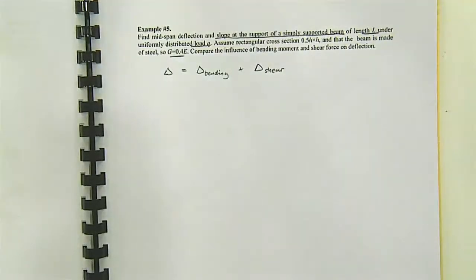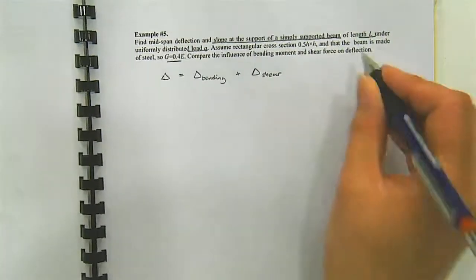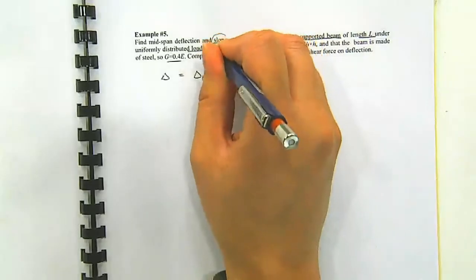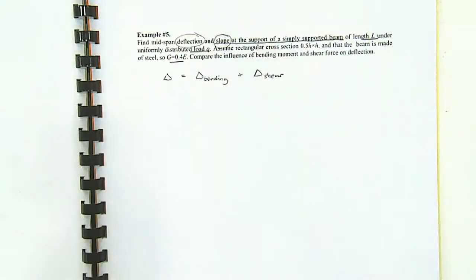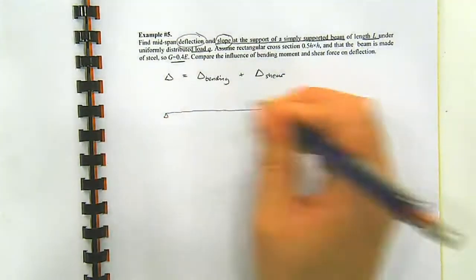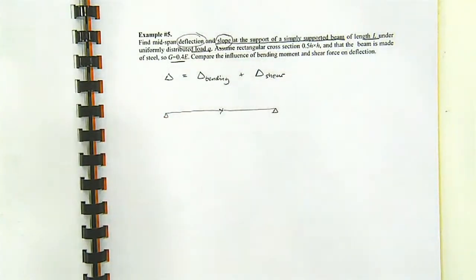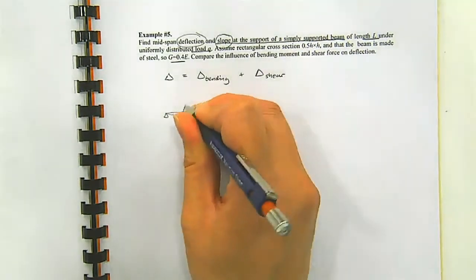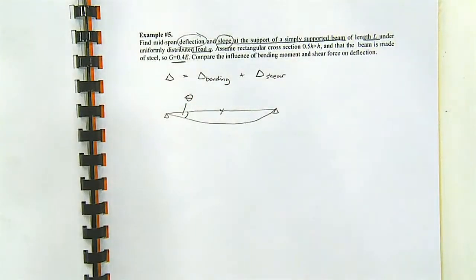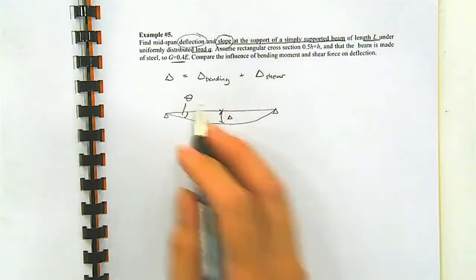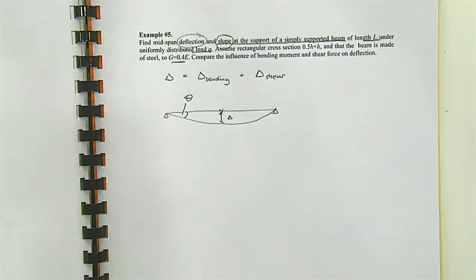Now the other tricky bit is that it asks you for the slope. So it wants both the deflection and the slope at the support. So the question asks, what is the deflection at that point? And the question also asks, what is the rotation or the slope at the support? So there's two things that we're concerned about, delta and theta. That's no big deal.